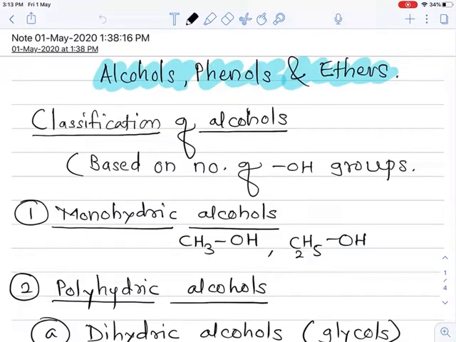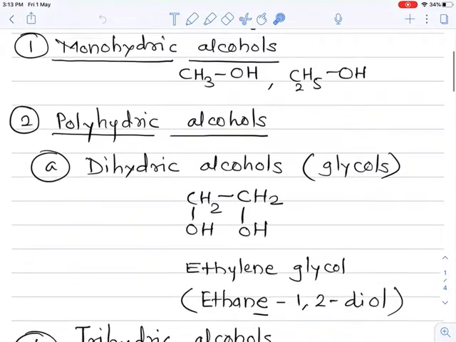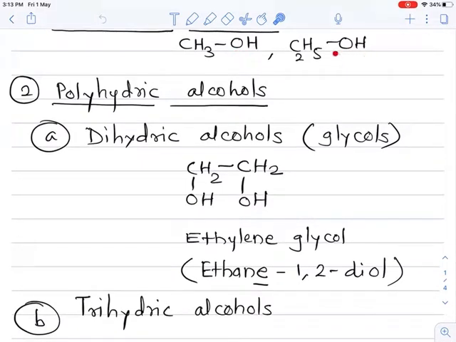In the last lecture, in alcohols, phenols, ethers, we completed the part of classification of alcohols. So, classification of alcohol based on number of OH groups. There are two types, monohydric alcohols and polyhydric alcohols. If the molecule contains only one OH group, then they are monohydric alcohols. Alcohols containing two or more OH groups are called polyhydric alcohols.